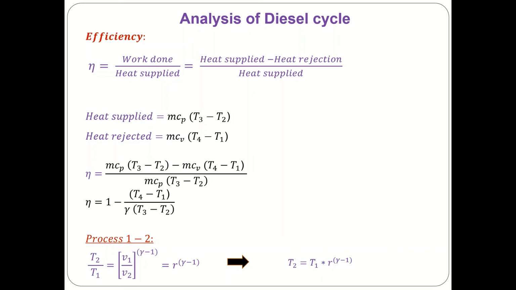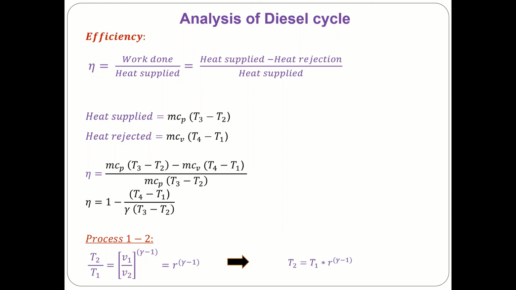So, if you rearrange these terms and simplify, finally you will get an efficiency expression as 1 minus T4 minus T1 divided by gamma, which is Cp by Cv into T3 minus T2, right. So, this is just rearranging the terms and substituting Cp by Cv as gamma.